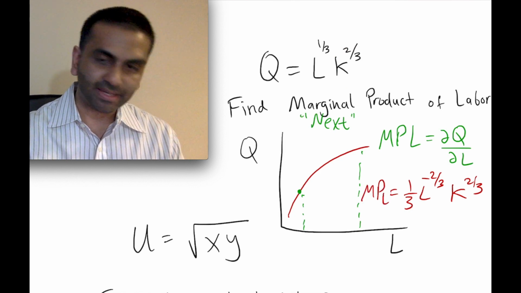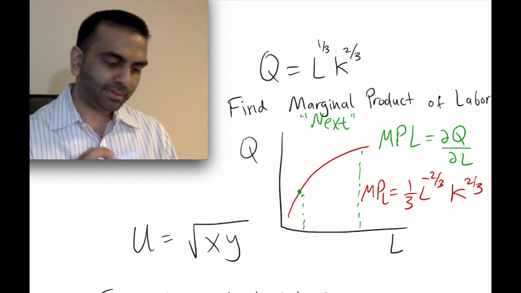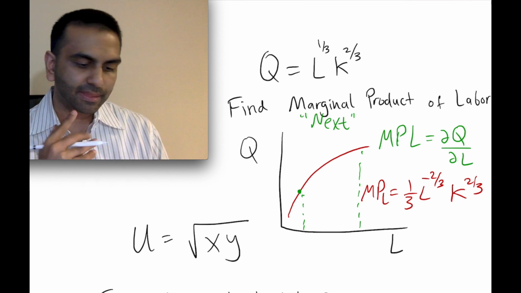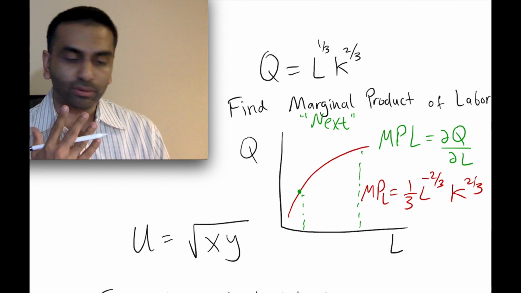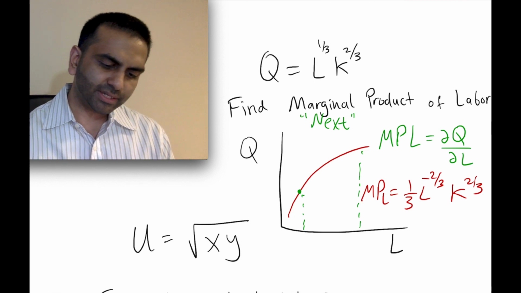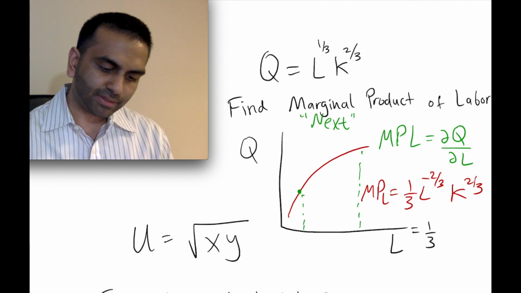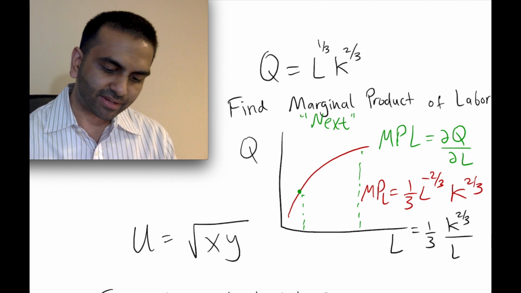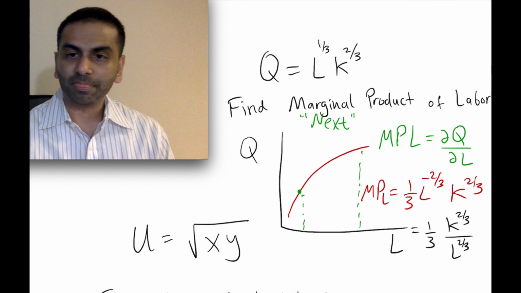If I were to say find the MPL, that's what it would be. And then, of course, you could think about questions like, is the MPL increasing or decreasing? Well, looking at this, we could rearrange this, and the MPL would be this 1/3. We got a k to the 2/3 on top. We also, this L to the negative 2/3 is like having an L to the 2/3 on the bottom.